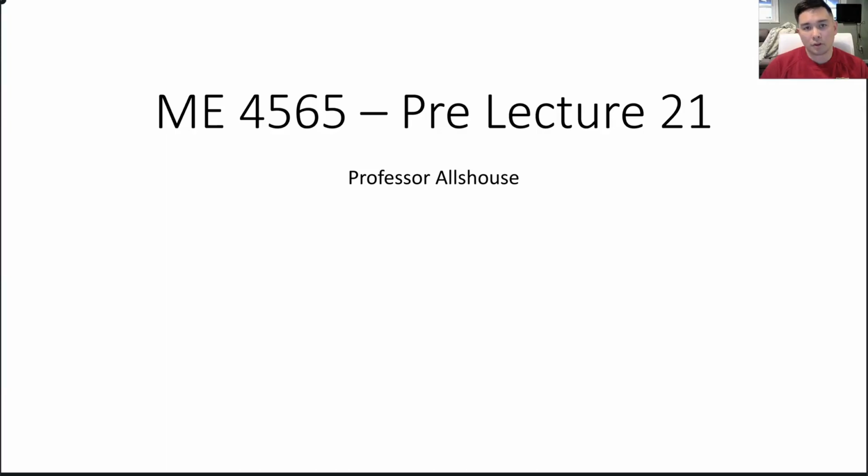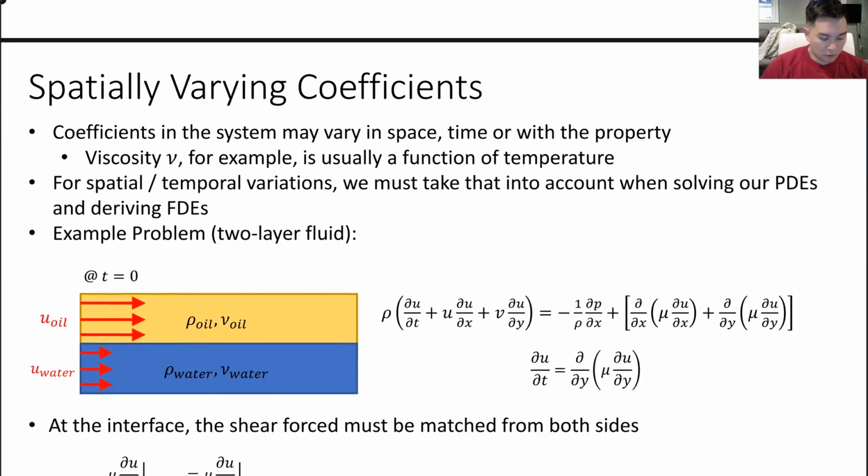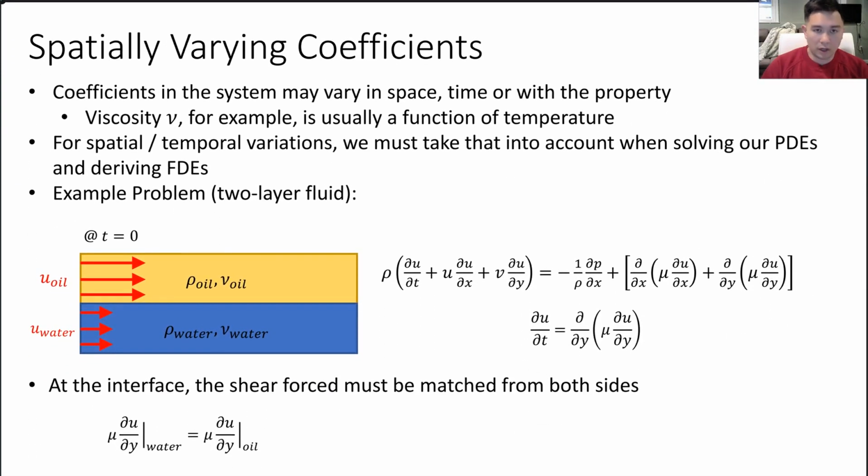This is the video for pre-lecture 21. In lecture 21, we're going to be reviewing by working through an example that features two fluids, in this case, oil and water. Oil is less dense than water, so it will sit above it, and is more viscous.